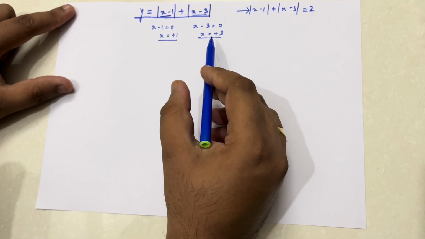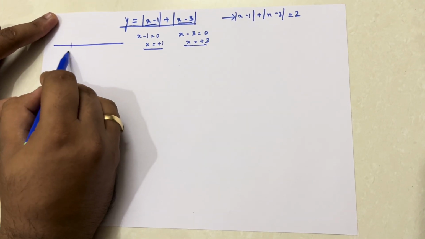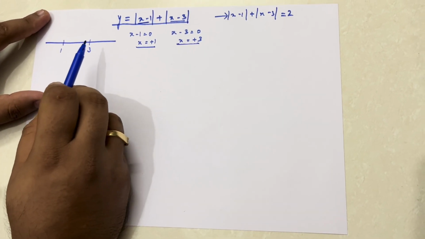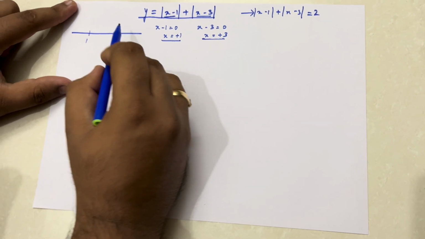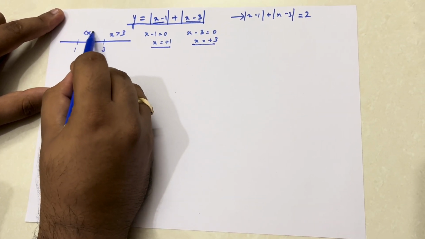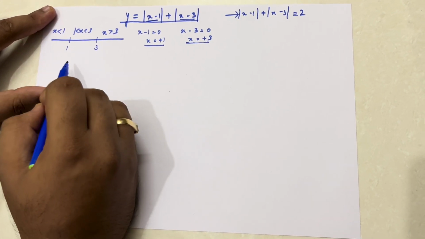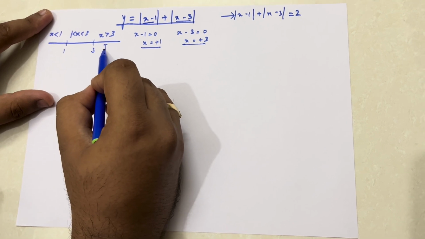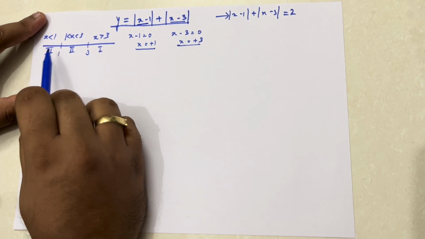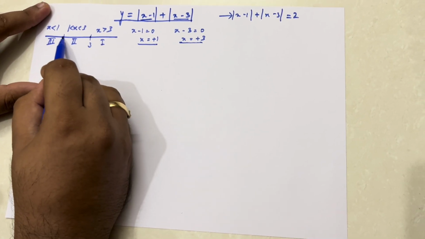So now what you have to do is simply plot them on the number line. I am plotting it here, x equals 1 and x equals 3. And always remember there will be 3 cases. One is when x is greater than 3, another when x is between 1 and 3, and when x is less than 1. Let us name these case 1, case 2 and case 3. These are the 3 cases that we have to consider, and also what happens when x is 3 and when x is 1.